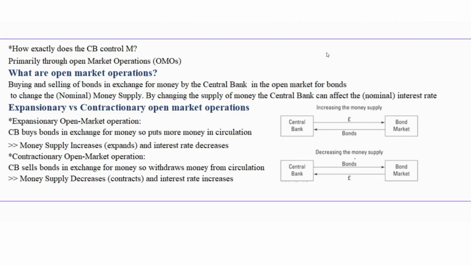So the main policy tool the central bank has to control money supply is open market operations, which are buying and selling of bonds to change the money supply in the economy.